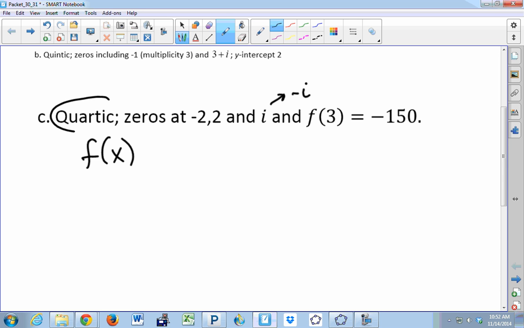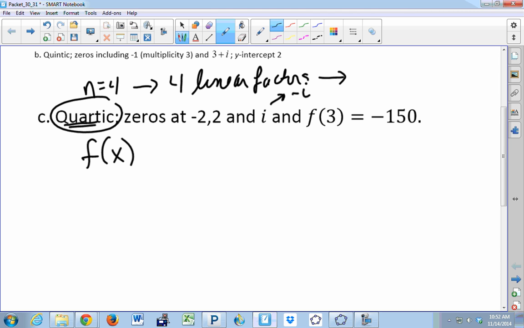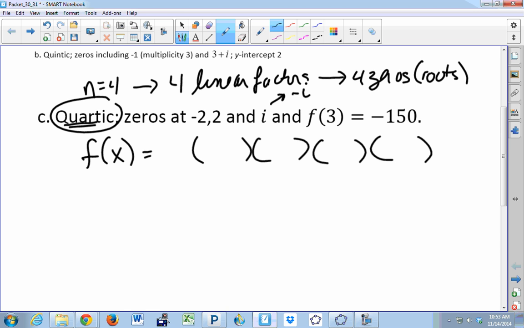Quartic. Quart means 4, 4 quarts to a gallon. Our degree is 4. If your degree is 4, you're going to have 4 linear factors, and you're going to have 4 zeros. Another word for zeros, folks, that you might see in the books is roots, the roots of the function. Now, sometimes they may be duplicates of each other. That's all right. So you start off, you do 1, 2, 3, 4 sets of parentheses, as Patrick said, and you put your a out front.